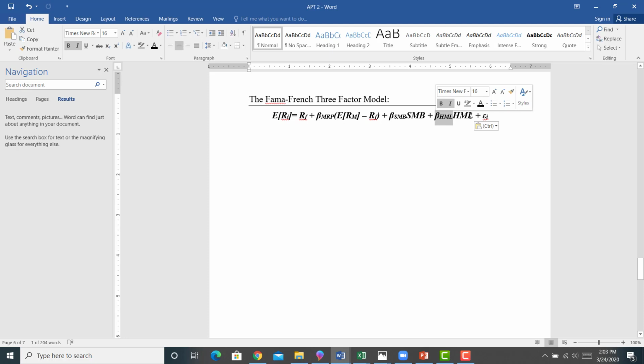Okay, so notice that these risk factors are the same for each asset. All three of these risk factors are the same for each asset. And notice that those risk factors are trying to account for all of the systematic risk that exists in the market.